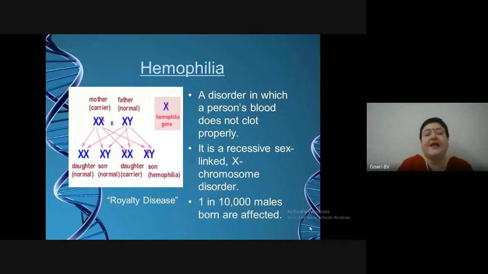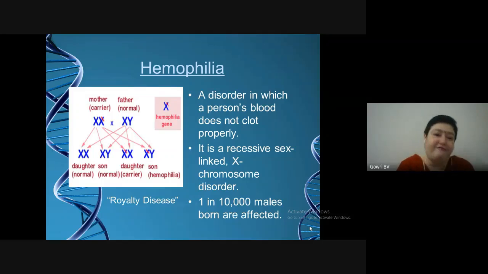So this slide shows you a picture of hemophilia. It is a blood disorder in which a person's blood does not clot properly. It is a recessive sex-linked X chromosome disorder. So if you have a defect in the X chromosome, the disease is inherited. And 1 in every 10,000 males born are usually affected. And of course, this is called a royalty disease.